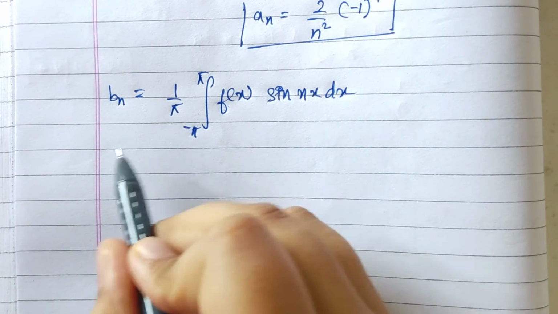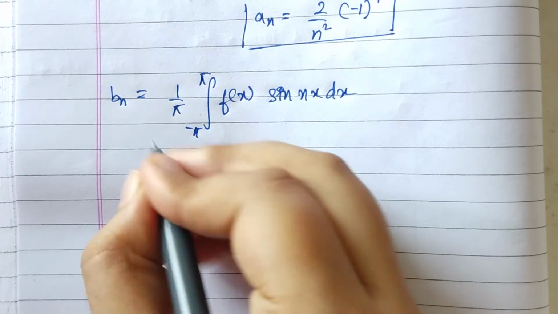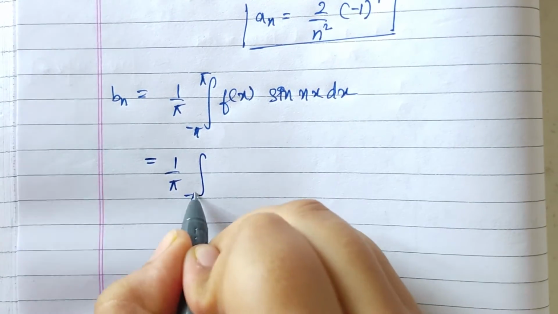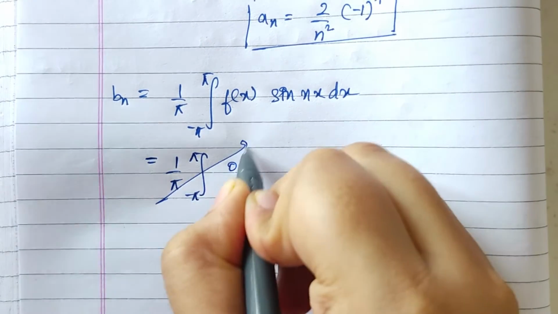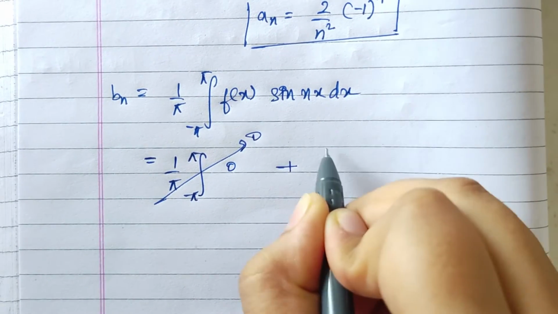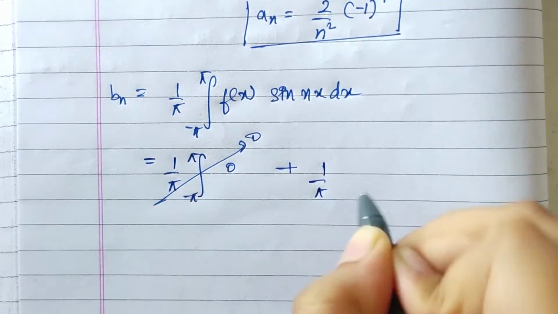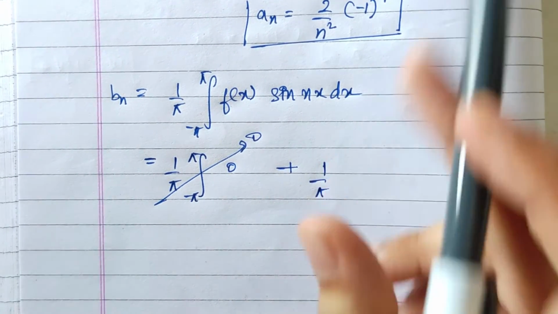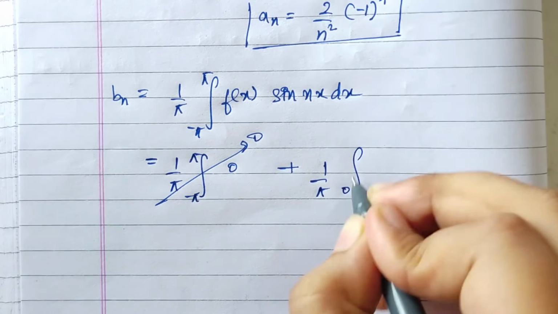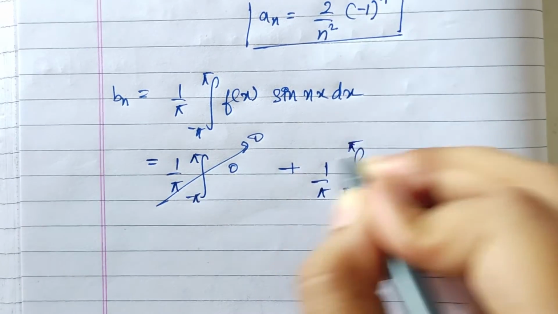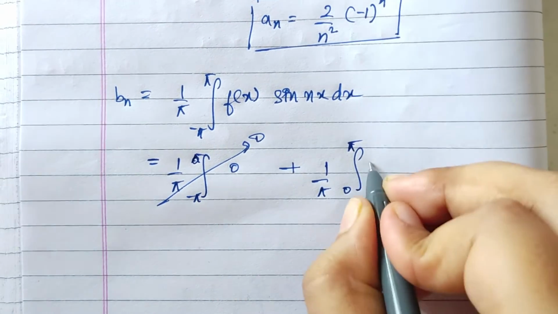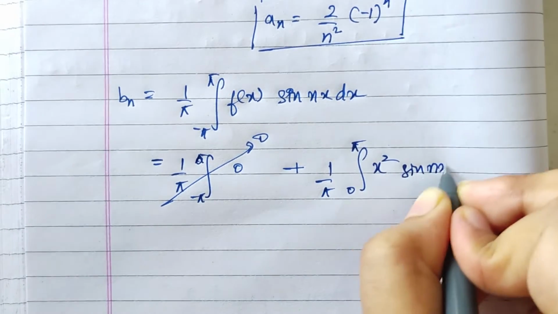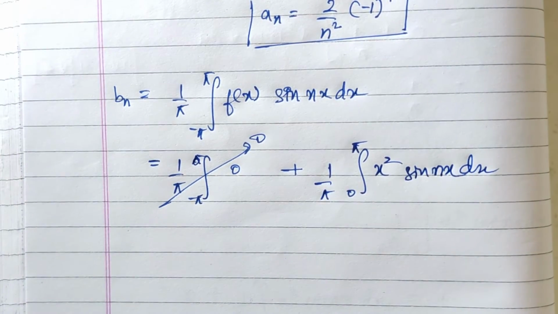Now we'll be finding out bn. This is the formula. And again we'll be splitting the intervals. So from minus pi to pi we have 0. We'll just put as 0 from now itself. Then we have minus 1 divided by pi. In the interval 0 to pi, it is nothing but x square. 0 to pi, we have x square sin nx dx. Okay?